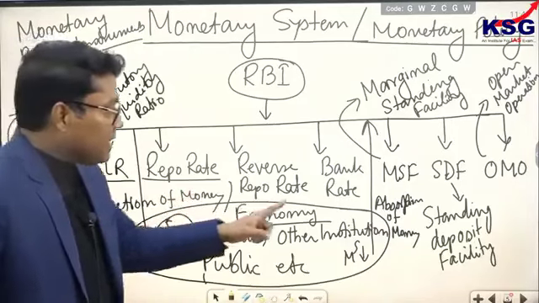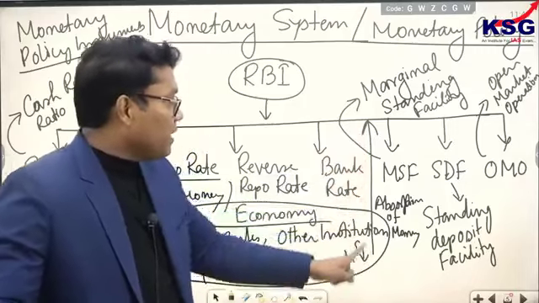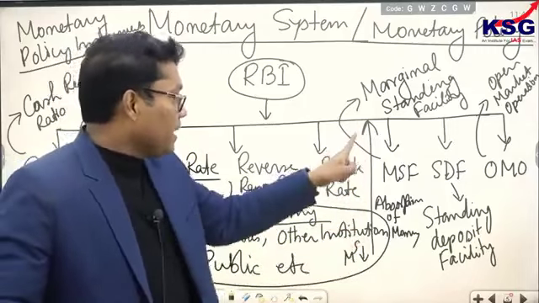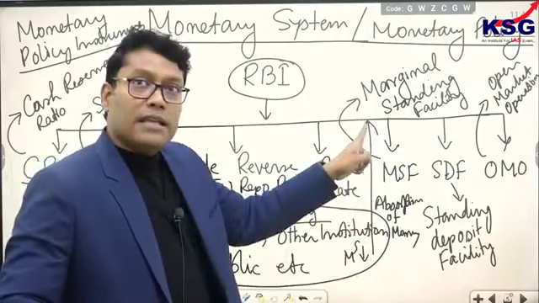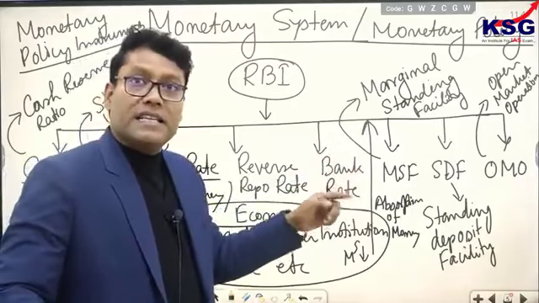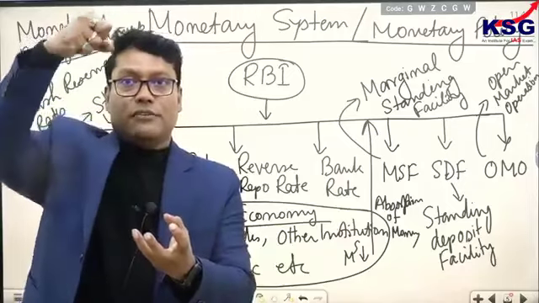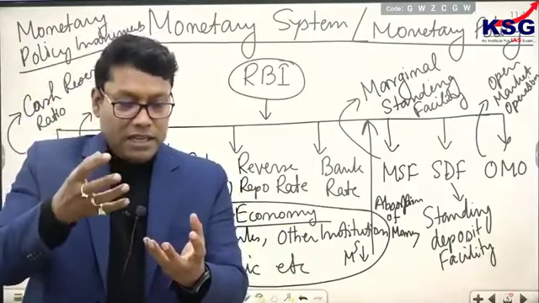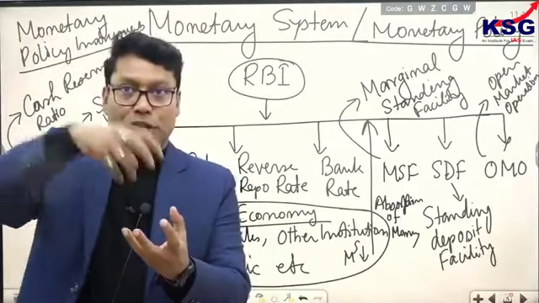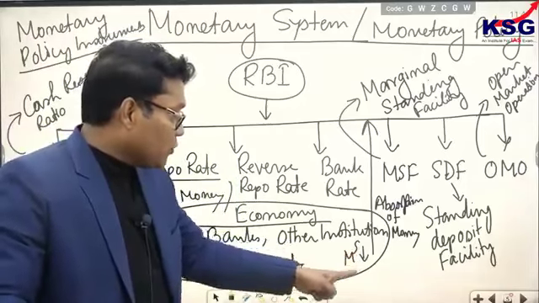Second way, you can see one arrow is going from economy to RBI. Just see that this arrow is going from economy to RBI. It means RBI is changing the monetary policy instruments in such a way that RBI is absorbing the liquidity from the economy. If RBI absorbs the money or liquidity from the economy, the money supply MS is going to decrease.